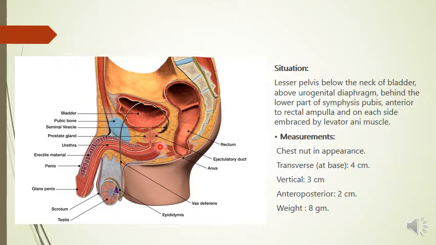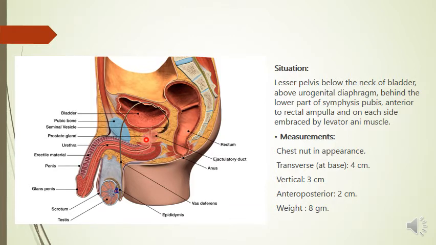So anteriorly you will see the symphysis pubis, and posteriorly you will see the rectal ampulla, and on each side we will see the levator ani muscle. Levator ani is not shown here because it is a lateral boundary, and this is the sagittal section. So it's not seen. In the next image I can show you. So that is the location. Between the neck of the urinary bladder and urogenital diaphragm, above and below, and anteriorly and posteriorly you will see the symphysis pubis and the rectal ampulla, right?